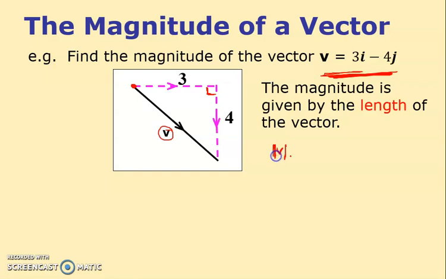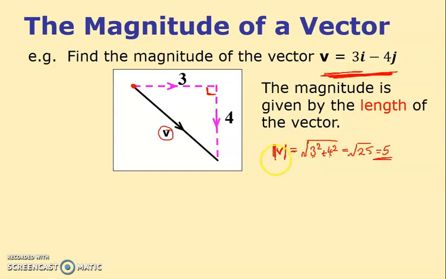So the magnitude of v, the length of v, if you like, is the square root of 3 squared plus 4 squared. And that should be one that you know. It's a Pythagorean triple. 9 plus 16 is 25, and then the square root of 25 is obviously 5. It's a 3, 4, 5 triangle. That's why I've picked it.